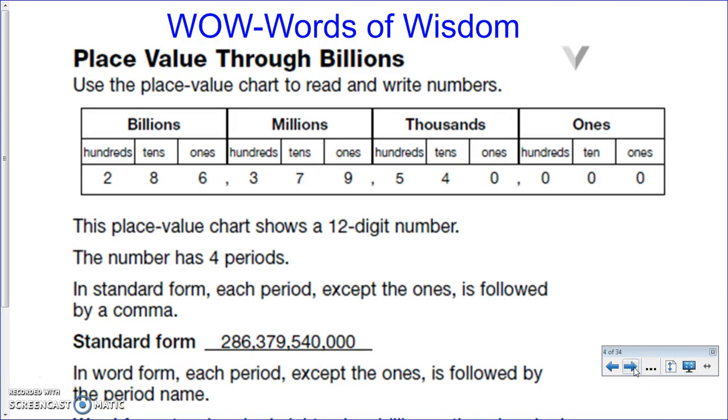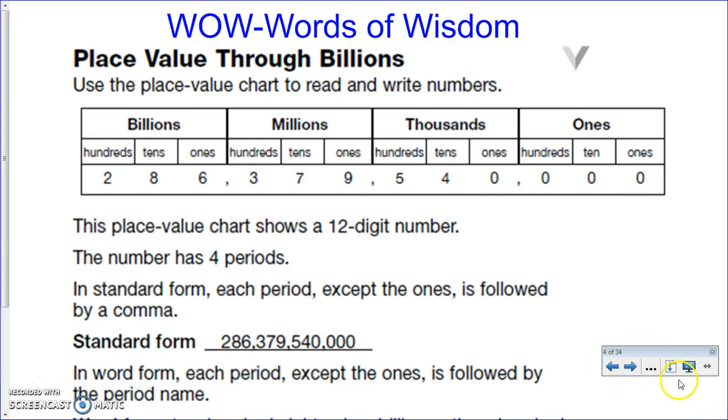Place value through billions. Use the place value chart to read and write numbers. The place value chart shows a 12-digit number. The number has 4 periods. In standard form, each period except the ones is followed by a comma. So standard form is 286,379,540,000.